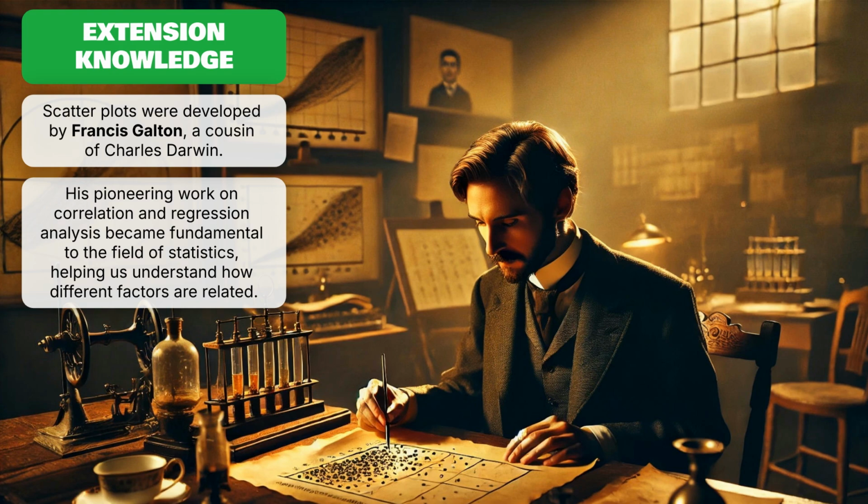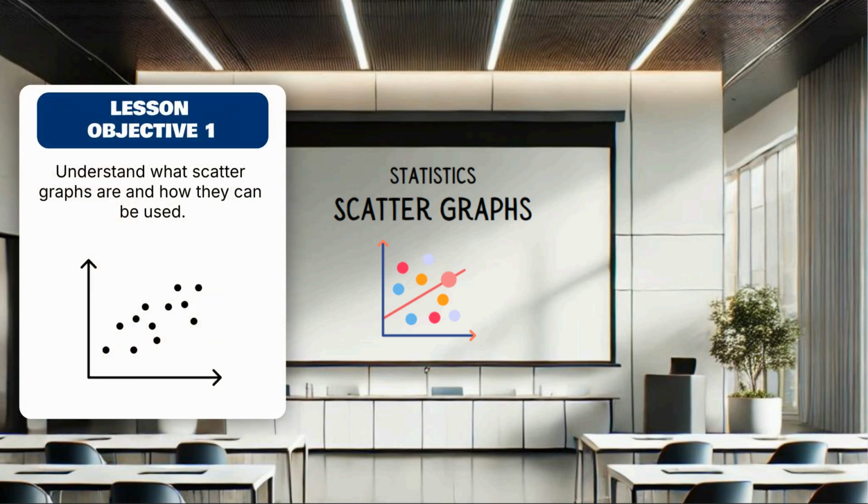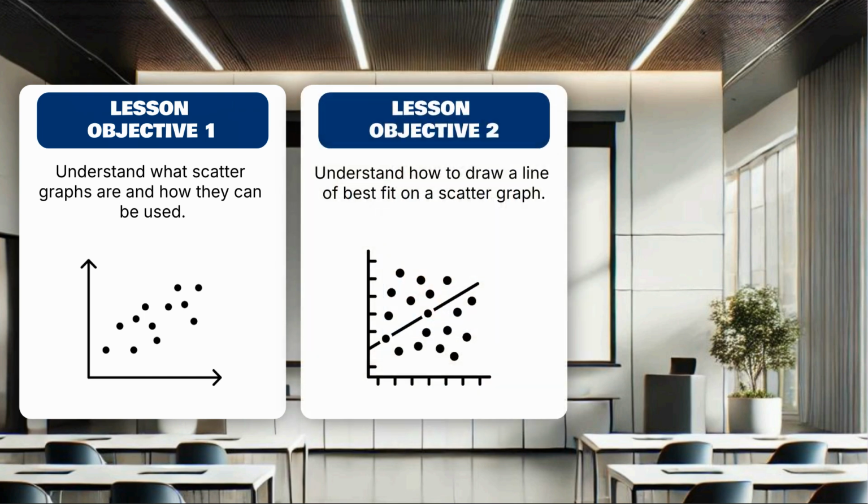In today's lesson, we explored the use of scatter graphs and lines of best fit to represent and analyze paired data. We began by understanding the basics of scatter graphs, which display the relationship between two variables as points on a graph. We learned how to draw a line of best fit through the data points, which helps to represent the overall trend in the data.